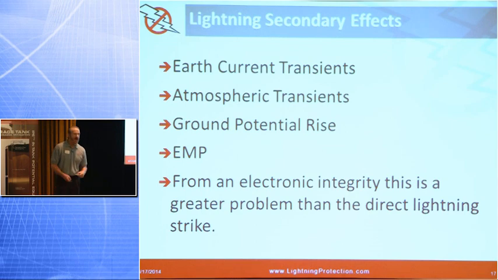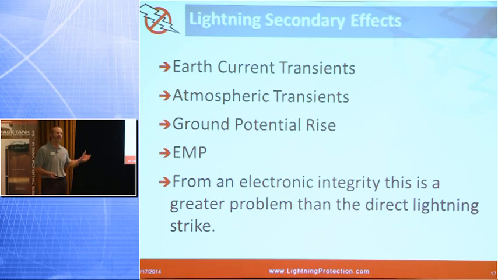Now, the real issue here is not the actual lightning strike. First of all, there are standards that have been out forever, and they've been very, very good and effective in actually doing their job, collecting lightning strikes. But what we have found is that when you collect a lightning strike, you have all of these byproducts, secondary effects that are caused by that lightning strike. And from an electronic integrity standpoint, it's these secondary effects that are the real problem. The direct strike really isn't an issue. I mean, lightning rods are great. They do collect, they take it to ground, they minimize structural damage.